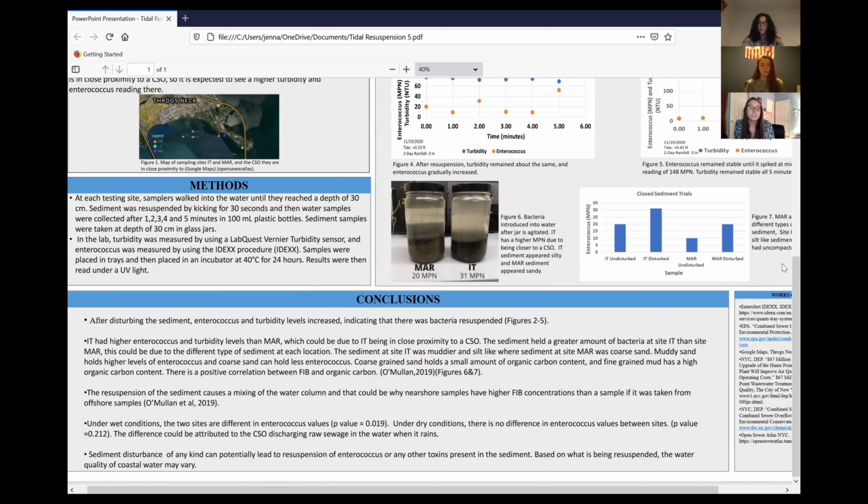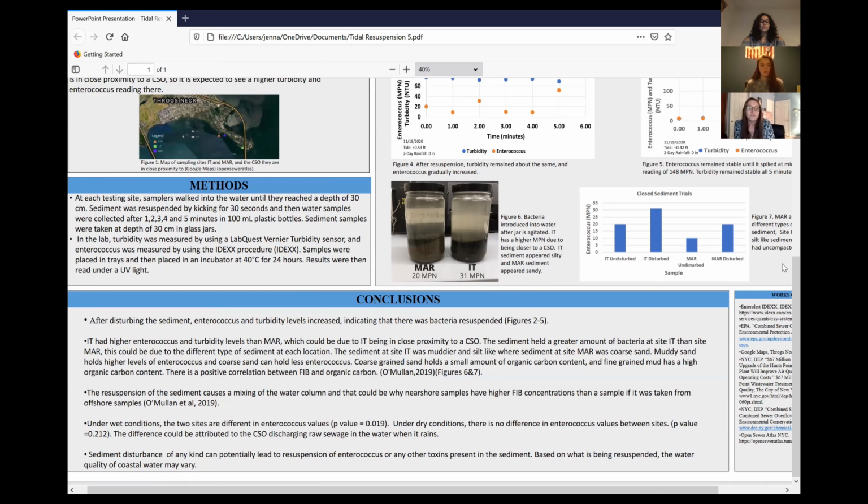The resuspension of the sediment causes a mixing of the water column. That could be why nearshore samples have higher FIB concentrations than samples taken from offshore. Under wet conditions, the two sites are different in Enterococcus values. Under dry conditions, there is no difference in Enterococcus values between sites. The differences could be attributed to the CSO discharging raw sewage in the water when it rains.